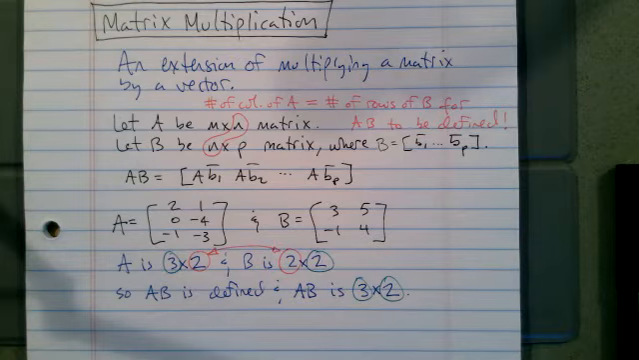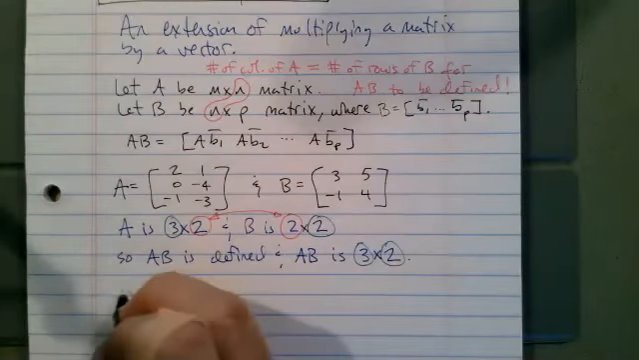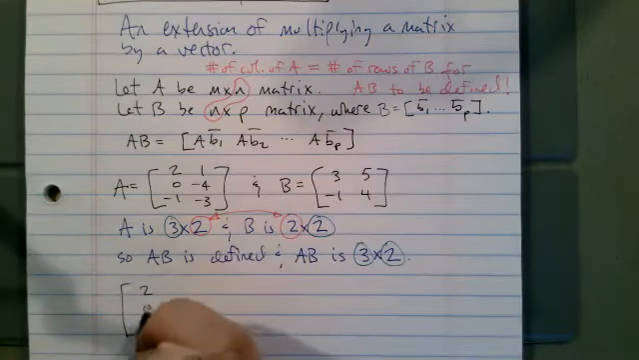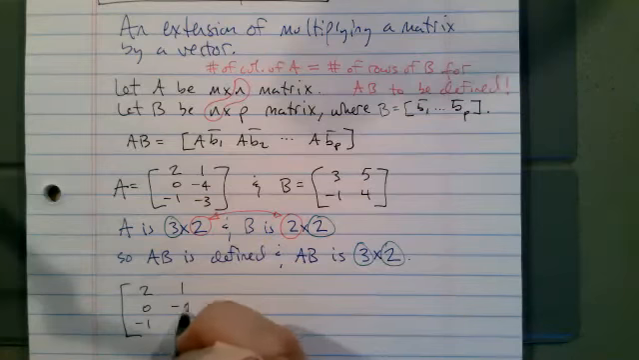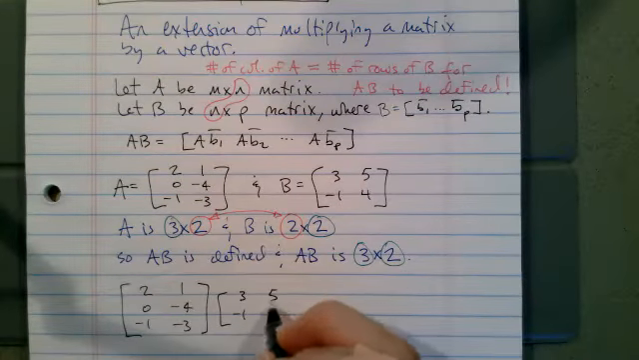Notice if I wanted to turn this around and multiply B times A, that's not defined because B has 2 columns and A has 3 rows. So to do this product, I have 2, 0, -1, and 1, -4, -3. And I'm going to multiply this by 3, -1, and 5, 4.